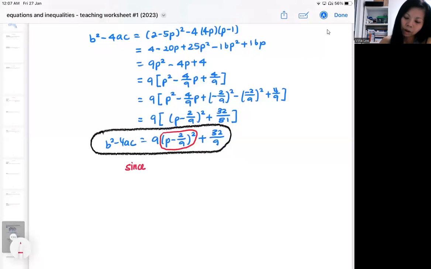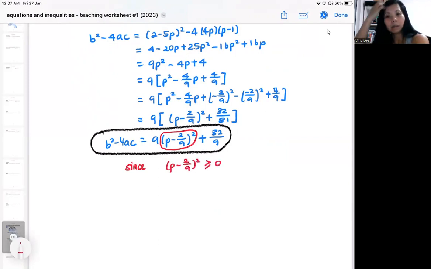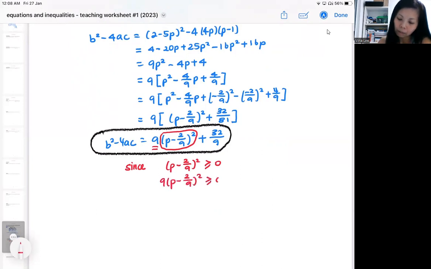So any perfect square will always be positive, because if you square any number, even a negative number becomes a positive number. So I'm trying to achieve the expression for the discriminant. There is a 9 beside the perfect square. So I'm going to multiply 9 on both sides. 9 is a positive number, so you shouldn't change the inequality sign. Okay, and I need to add the 32/9 on both sides.